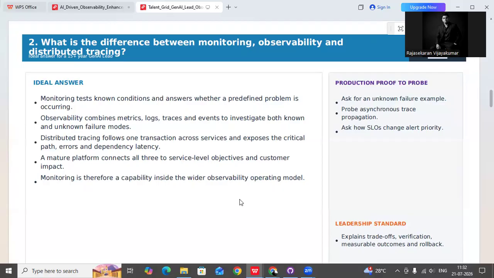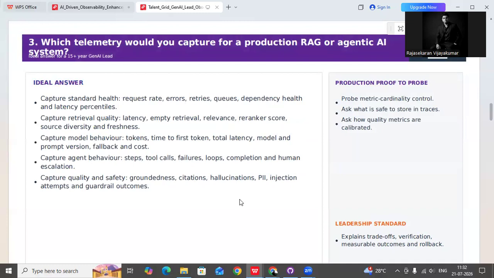Okay, sure. Let's get to the next one. Which telemetry would you capture for a production RAG or agentic AI system?